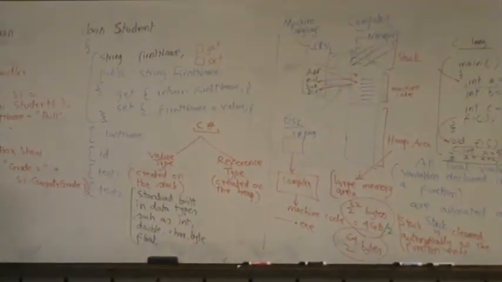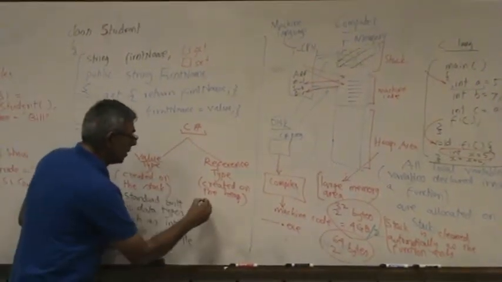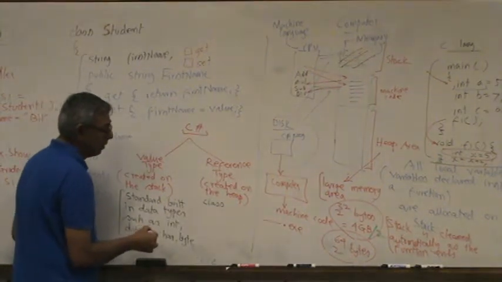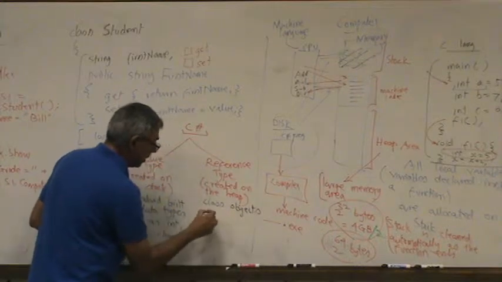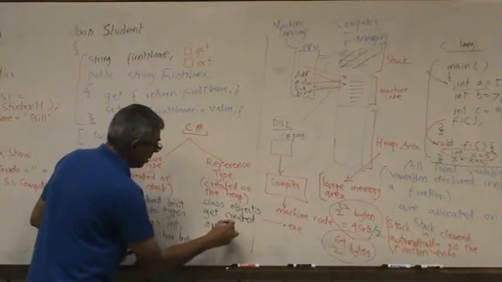What is a reference type? First of all, it gets created on the heap. For right now, we'll be introducing more reference types as we go along. So all class objects get created on the heap.